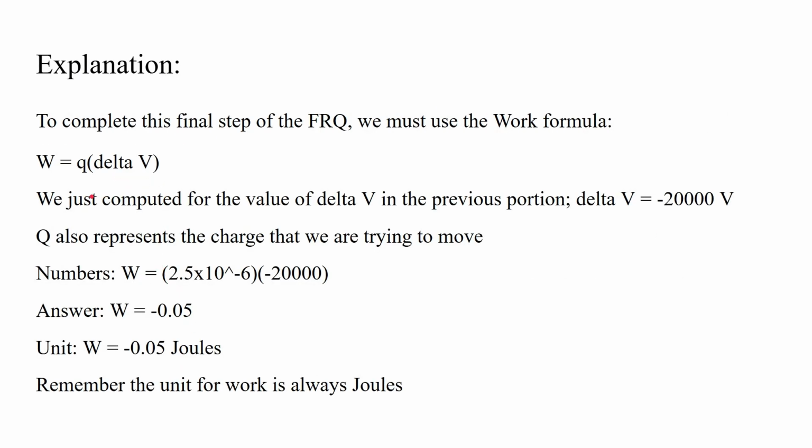And for Q, this is just the value of the charge we're trying to move, which is 2.5 microcoulombs, or 2.5 times 10 to the negative 6. We just plug in our numbers and we get negative 0.05 joules. Remember, we do include our positive and negative signs in this computation as well, and the unit for work is always joules.